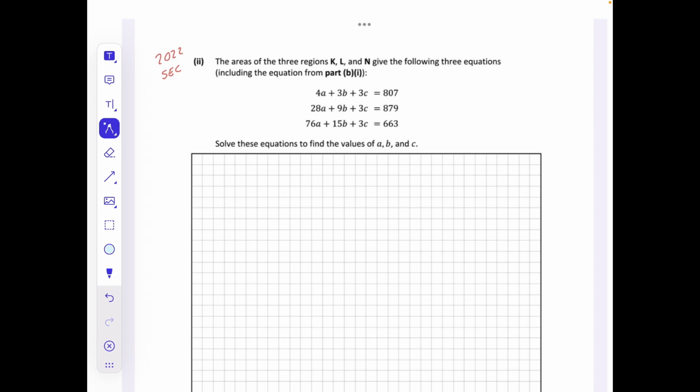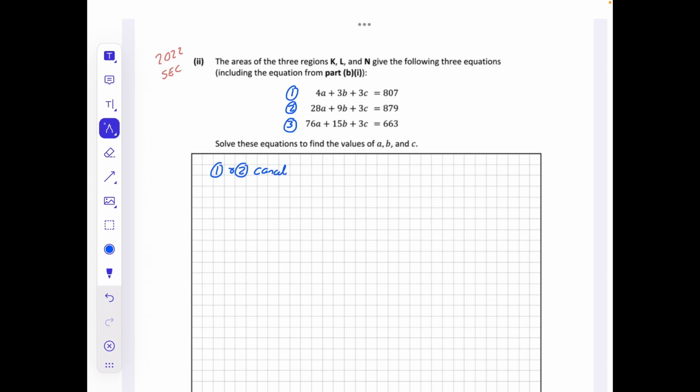We're asked to solve the equations. There's three equations, three unknowns. This is very, very similar to the last example we just did. So I'm going to label these first, as I did the last time, as 1, 2 and 3. I'm going to take 1 and 2 first, and I'm going to cancel.